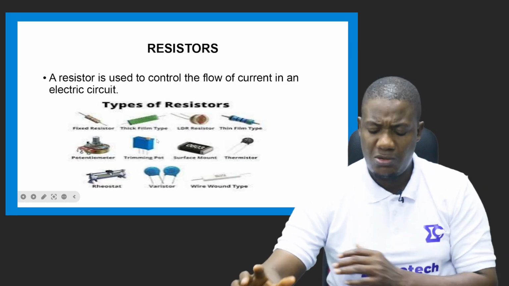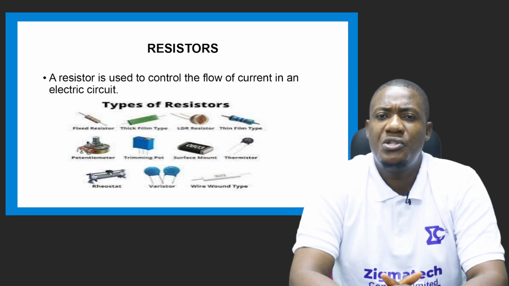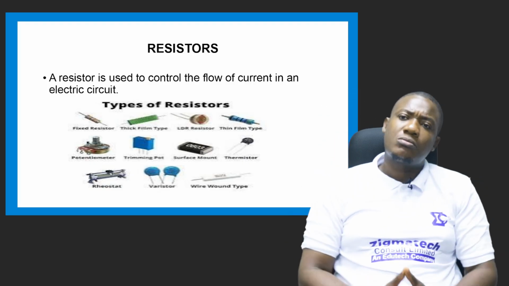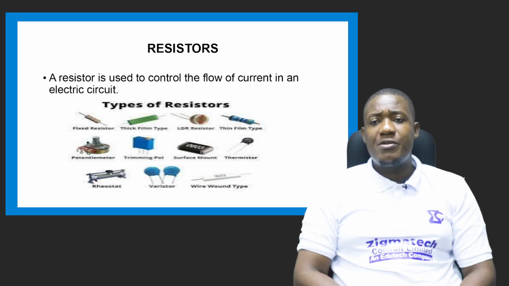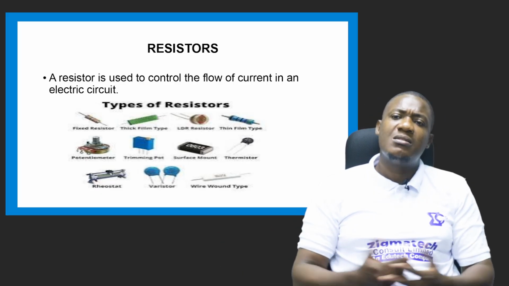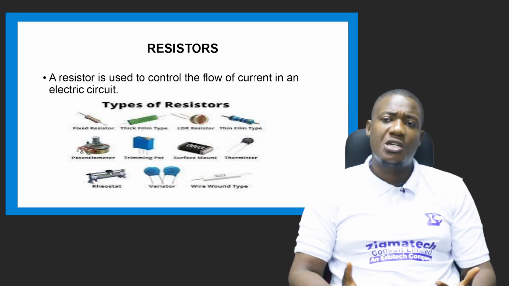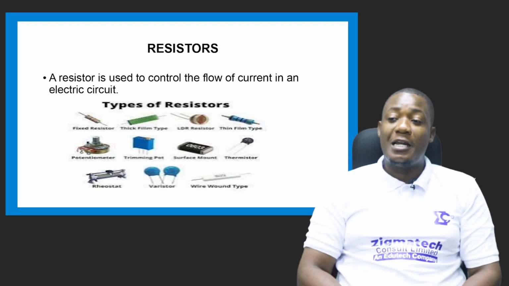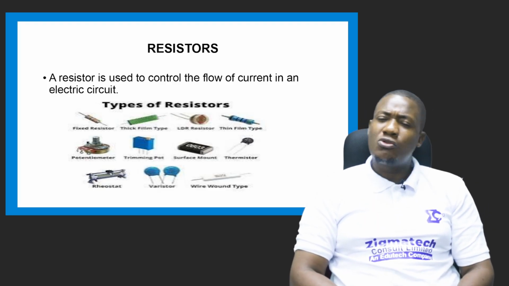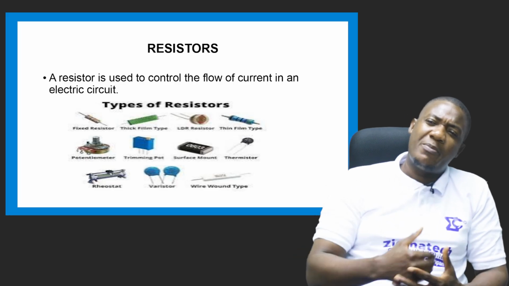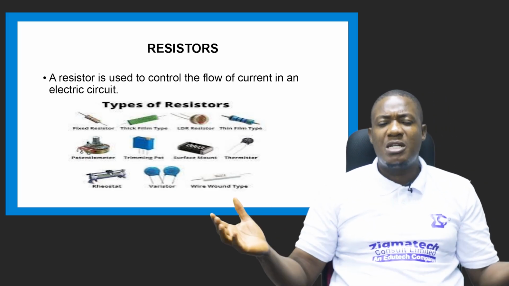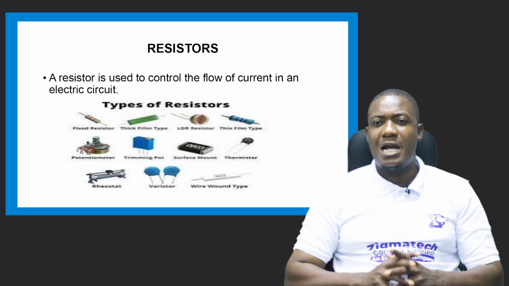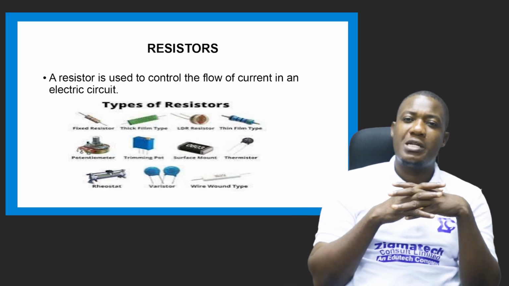So let's go to the discussion of these devices. Number one on our list here is a resistor. Now a resistor basically is used to control the flow of current in an electric circuit. Have you not asked yourself this question? Why do we need a resistor in our appliances? If you don't control the amount of current that enters the appliance, it will flash other components that may not be able to tolerate such current. So it has to control the amount of current that enters.